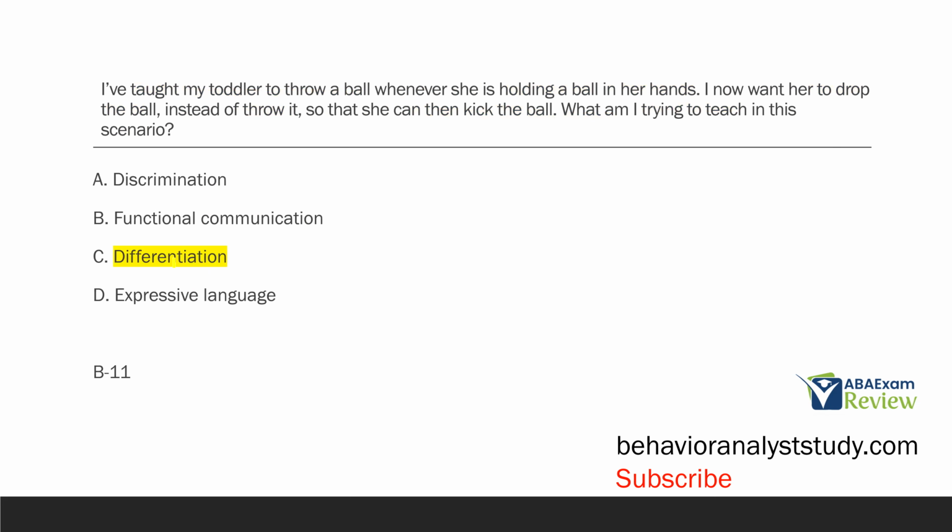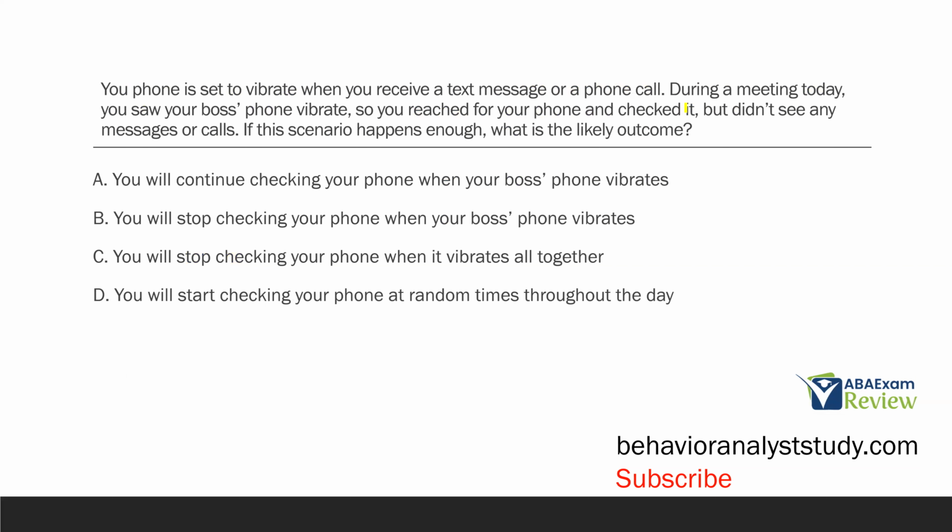Response differentiation and stimulus discrimination can both be taught through differential reinforcement, but they're not the same thing. Discrimination has to do with the different stimuli that we're telling the difference between. Response differentiation has to do with changing up the different responses in these scenarios. Instead of throwing, we're now going to drop the ball. We're engaging in response differentiation. Therefore, that's what we are trying to teach.